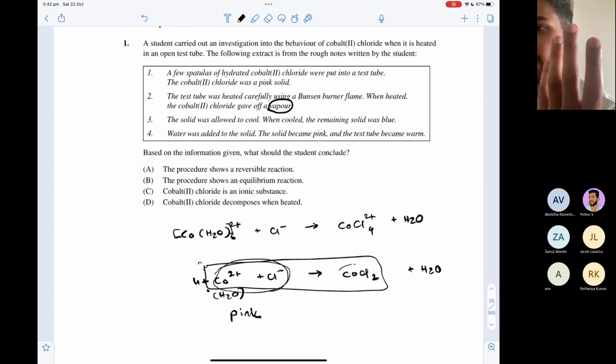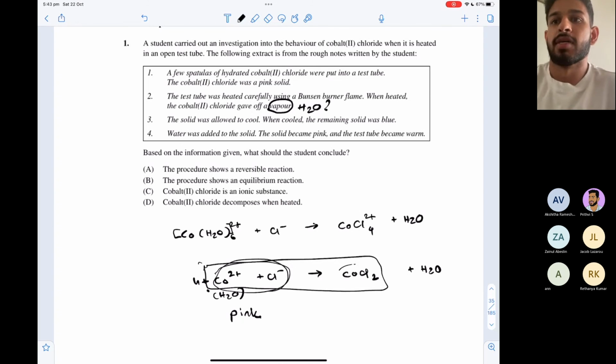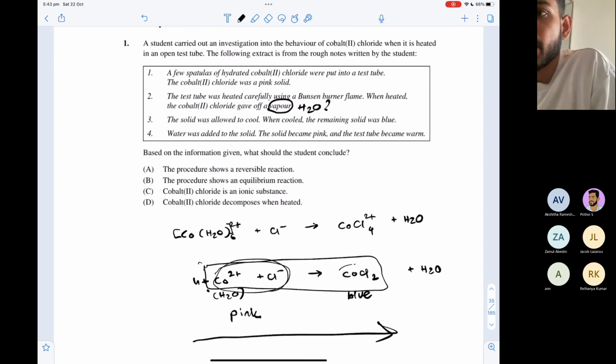Remember, salt does not vaporize. Salt just crystallizes, and the solvent, remember, evaporation and crystallization will form the vapor. That's probably H2O, most likely, right? And it is H2O, but I'm just thinking as if I was a HSC student, that's what I would be thinking. Next is the solid was allowed to cool. When cooled, the remaining solid was blue. So what this is telling us is once we heated the solution and then let it cool, we went to the right-hand side or we made blue product, right?